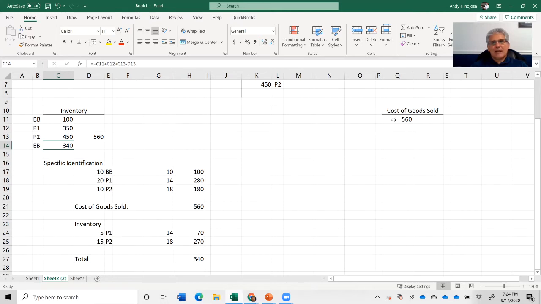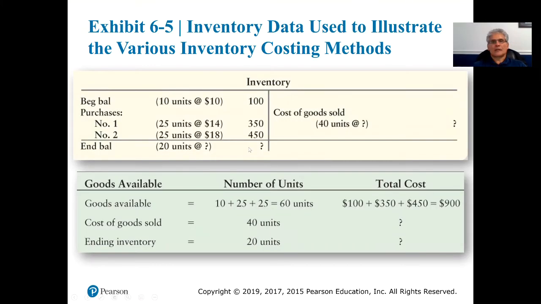So by nature of taking the 560 out, we ended up with the balance, and the balance is made up of 5 P1s and 15 P2s. That would be the example of specific identification. You are identifying specifically what was sold. Now, the example in the PowerPoints didn't quite go into that level of explanation, but hopefully by me showing you how that all flowed through using the T accounts in the spreadsheet, it might be a little clearer on how specific identification works.